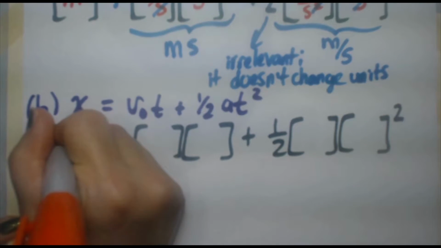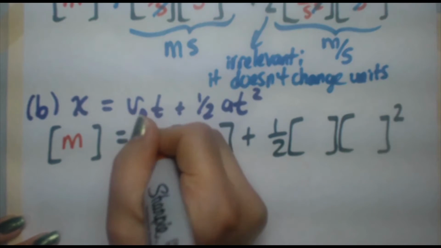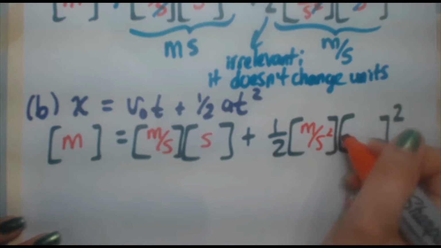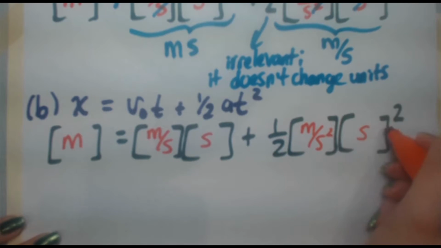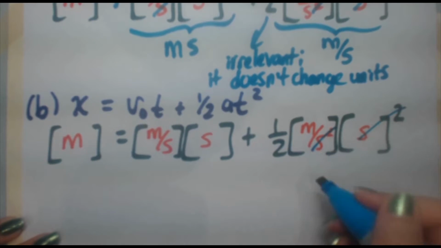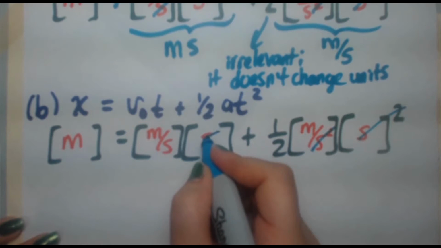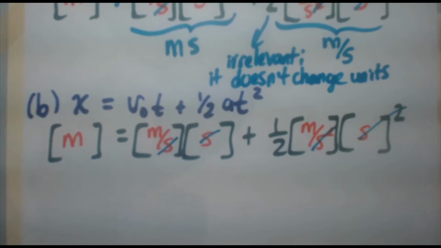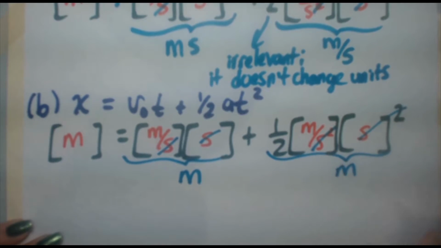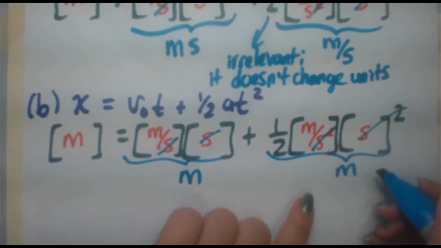Okay, so x has units of meters, v naught has units m over s, t has units of s, a has units m over s squared, and again t is s, but watch, it's getting squared here. So for this example, we can cancel out the second squared here with the second squared here, and we can cancel out the second here with the second here, because there's one of each. So we're left with units of meters here, and we're left with units of meters here. Okay, so this looks pretty good.